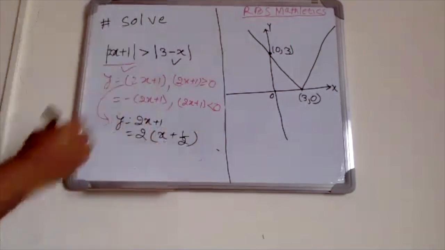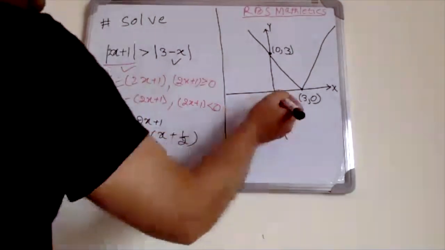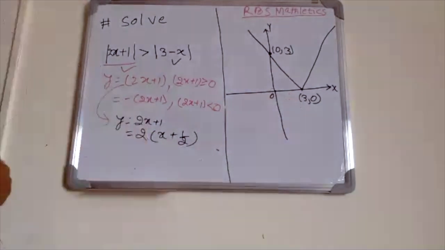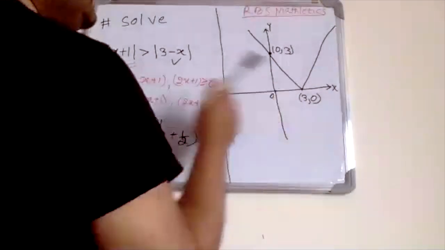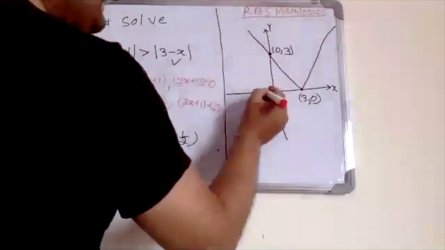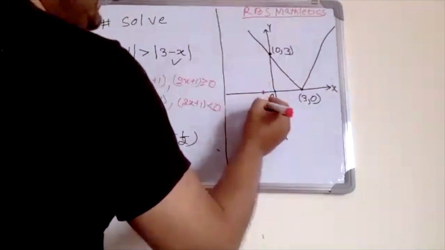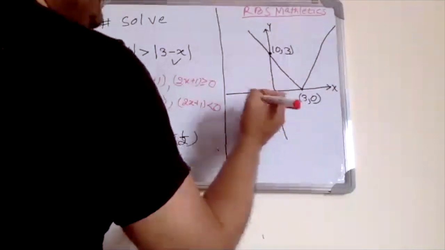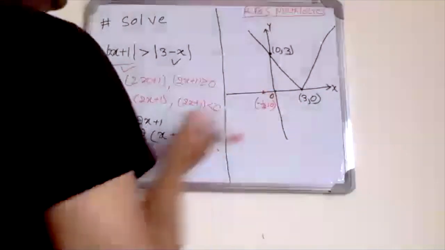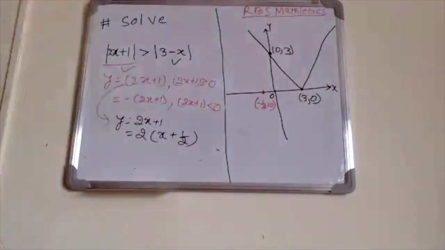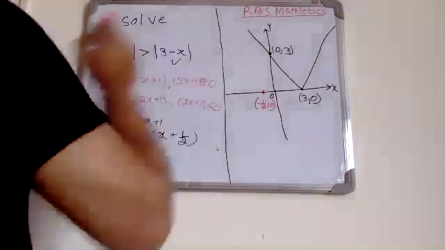That means the graph of this function will shift half a unit to the left along the x-axis. So our half is going to be somewhere here, that is negative half. So it is (negative half, 0). Okay, so we have got this vertex point. Now we are looking for where this graph is going to cross the y-axis.